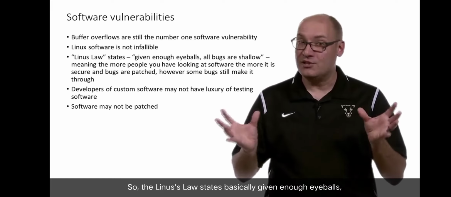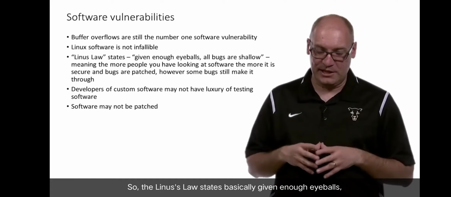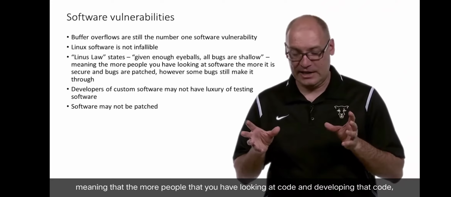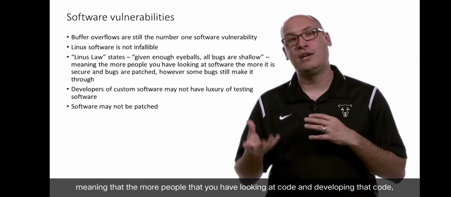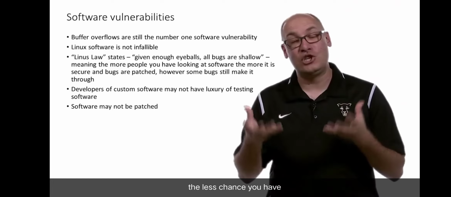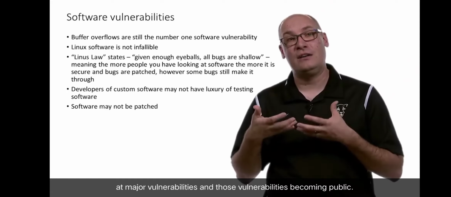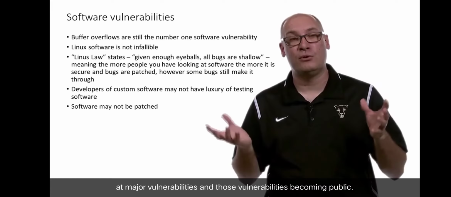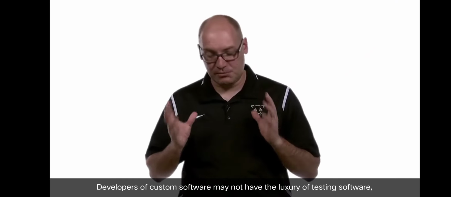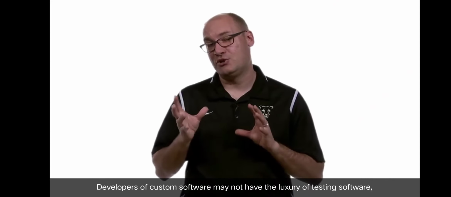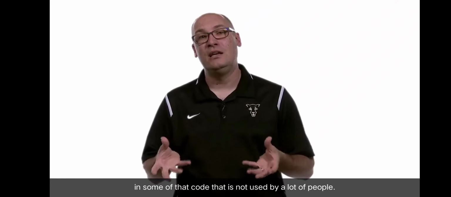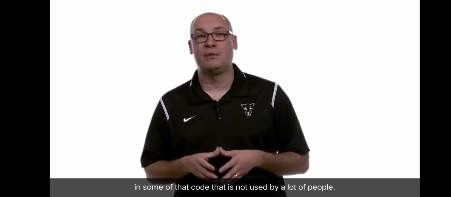So Linus's law states basically, given enough eyeballs, all bugs are shallow, meaning that the more people you have looking at code and developing that code, the less chance you have of major vulnerabilities and those vulnerabilities becoming public. Developers of custom software may not have the luxury of testing software. So software vulnerabilities may be in some of that code that is not used by a lot of people.